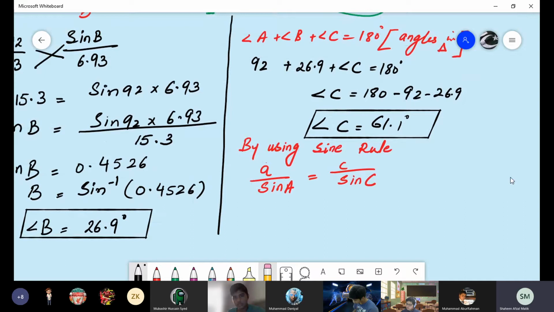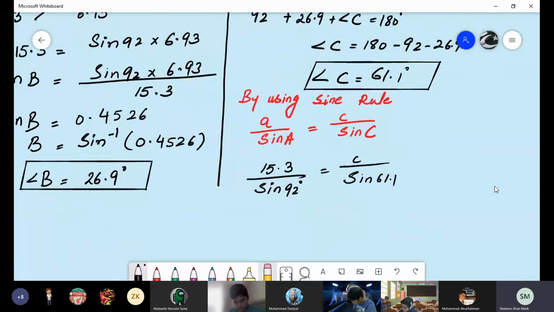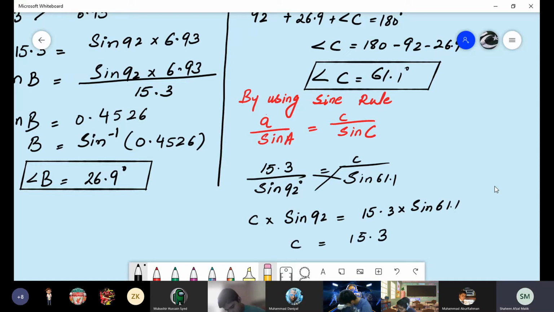What is the value of A? A is 15.3. Sine A is sine 92. C we have to find out, and sine C is 61.1. Do the cross multiplication here and we will get the answer. C multiplied by sine 92 is equal to 15.3 multiplied by sine 61.1. And C will be equal to 15.3 multiplied by sine 61.1 divided by sine 92.